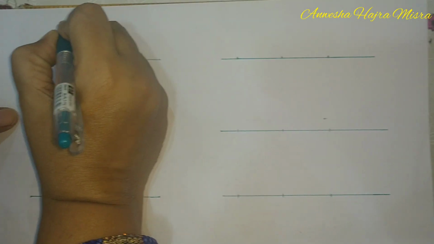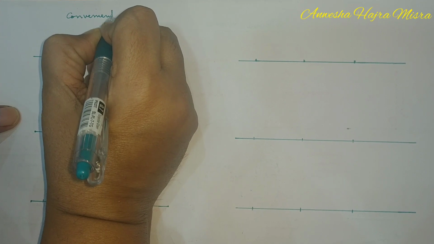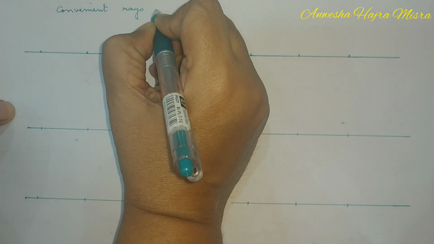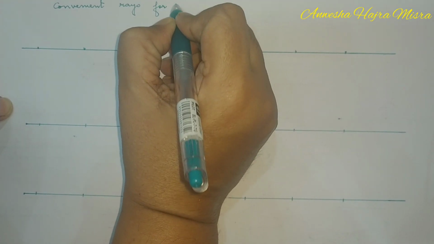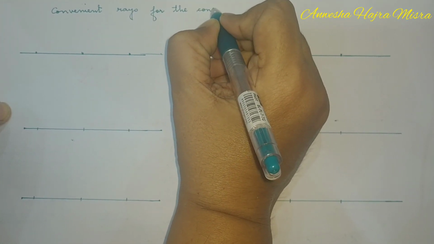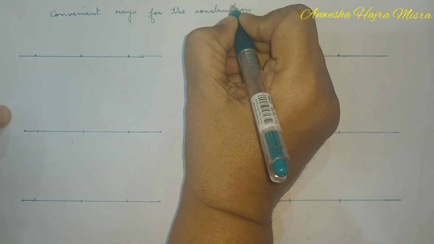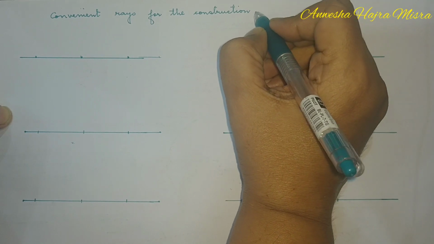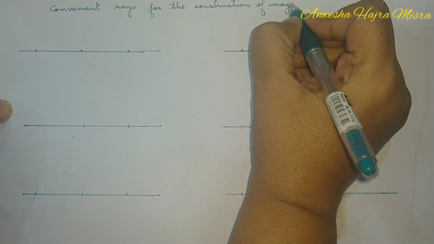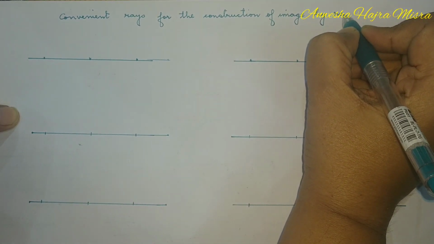Now, we have to know the convenient rays for the construction of image by ray diagrams.